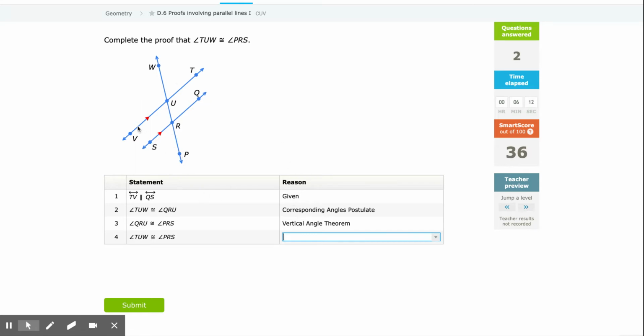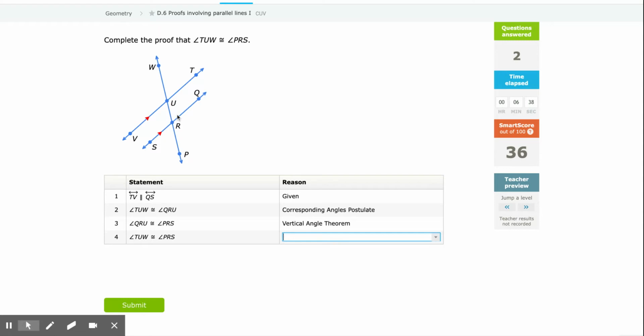The given is that the two lines are parallel, which is what these little red tick marks, or arrows, mean. And we write that down. Line TV is parallel to line QS. The next thing, since they are parallel, we know that corresponding angles are congruent. Thus, angle TUW is congruent to QRU.